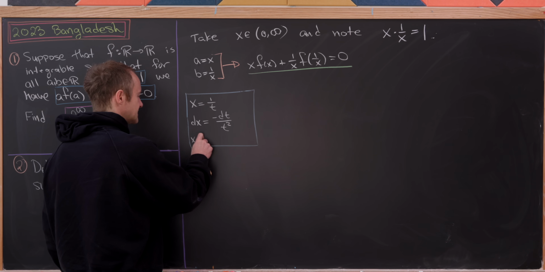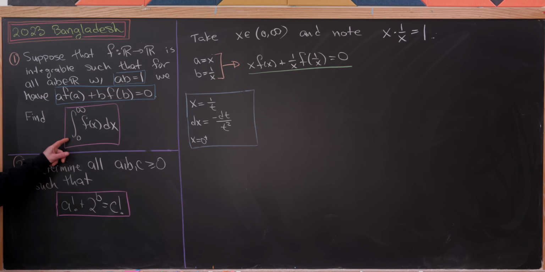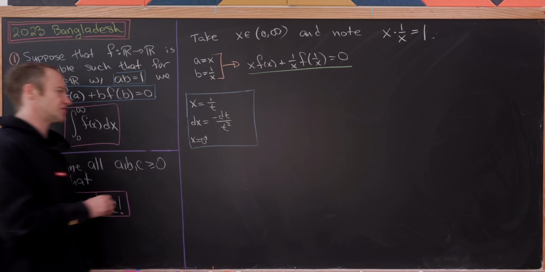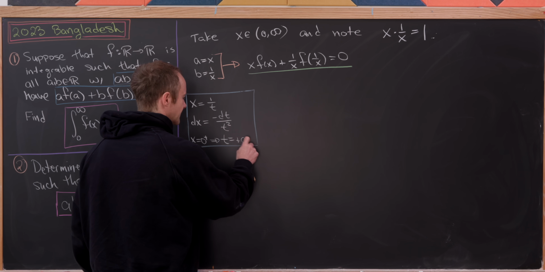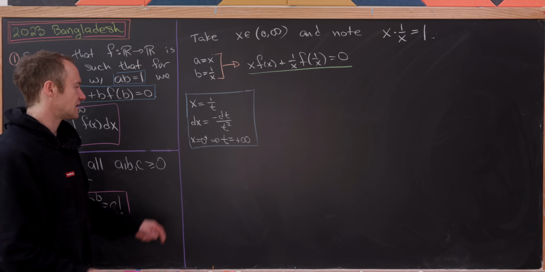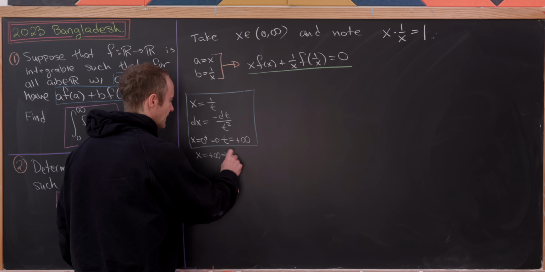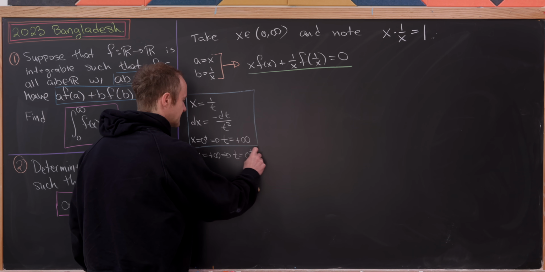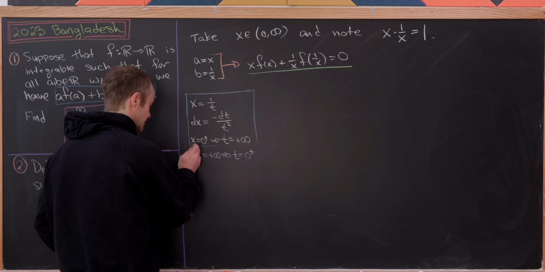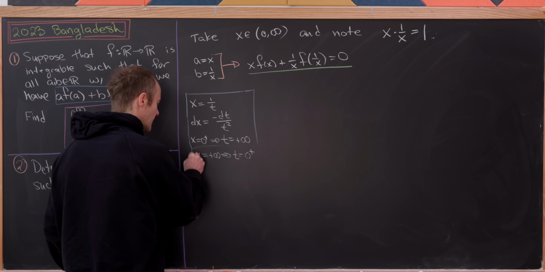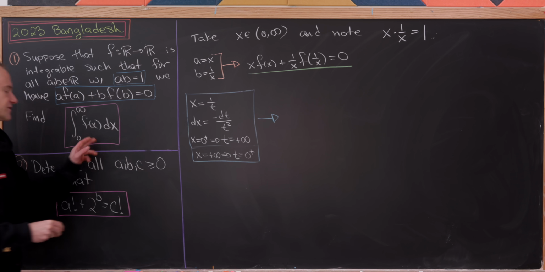If x is equal to 0, and I'm going to write 0 plus because it's coming from above given our bounds of integration, that means that t will be positive infinity. Likewise, if x is equal to positive infinity, then t is 0 from above. Okay, so that's how the bounds of integration are going to change. Now let's apply that to our integral.